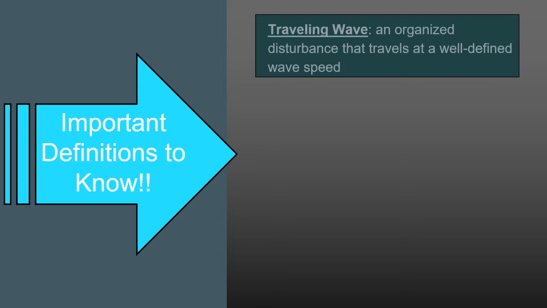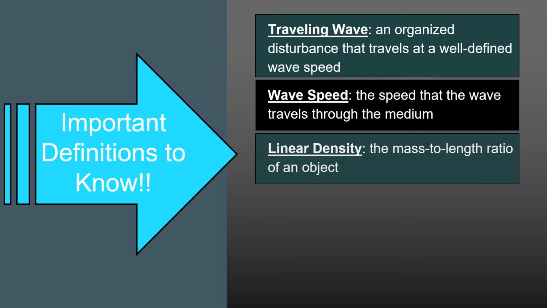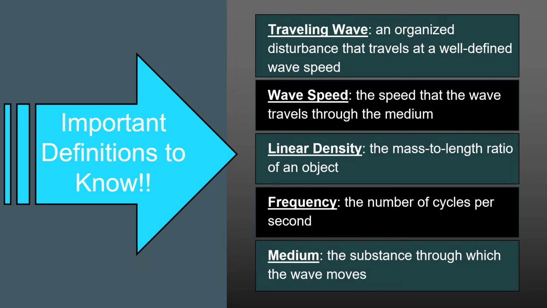So some important definitions to know. The first is what a traveling wave is. It's just an organized disturbance that travels at a well-defined wave speed. A wave speed is just obviously the speed or velocity that the wave is going to travel through the medium. In this case, it's going to be the rope. Linear density, which is the mass to length ratio of an object. We calculated the linear density for the rope within this experiment. The frequency is just simply the number of cycles per second for a wave. And the medium is the substance through which the wave moves.